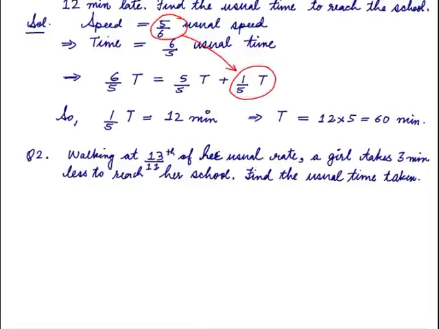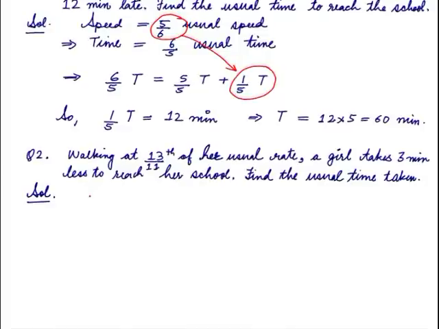In fact, since we have already solved a question on this concept, can you solve this question mentally? Look at the screen. If she is going at 13 by 11th of her usual speed, it means the time taken will be 11 upon 13th of the usual time. That means 2 by 13th of the usual time less. That means 2 by 13 will be 3. So that means twice the time will be 39. So that means the regular time will be 39 by 2, which is 19.5 minutes. We have just solved it in less than 15 seconds.